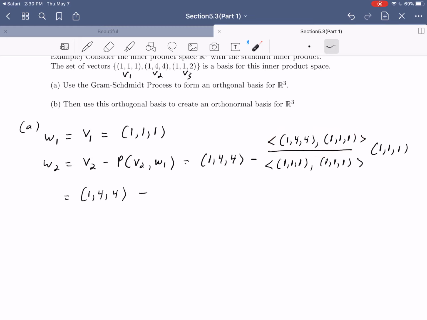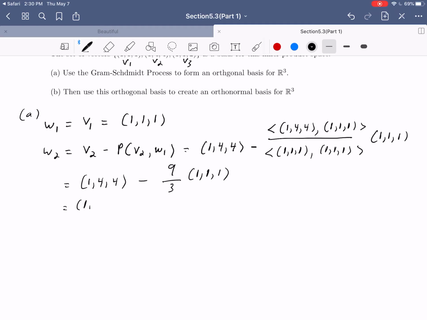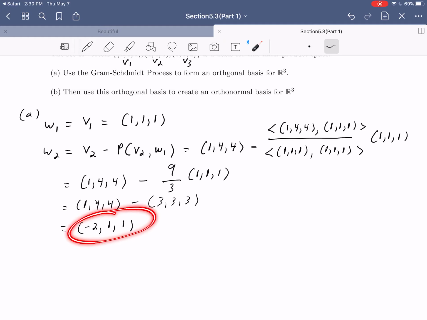So that gives us (1,4,4) minus this inner product here. We did that when we were mentioning that the original set was not orthogonal. It's 1 plus 4 plus 4, which is 9. And down here we have 3, so that is 3 times (1,1,1). That means we get (1,4,4) minus (3,3,3), which gives us (-2,1,1). So our second element of our orthogonal basis is (-2,1,1).